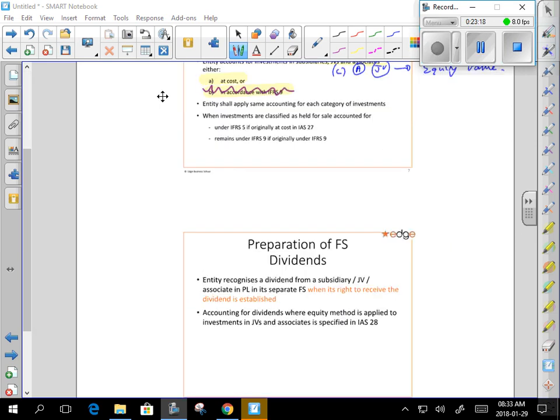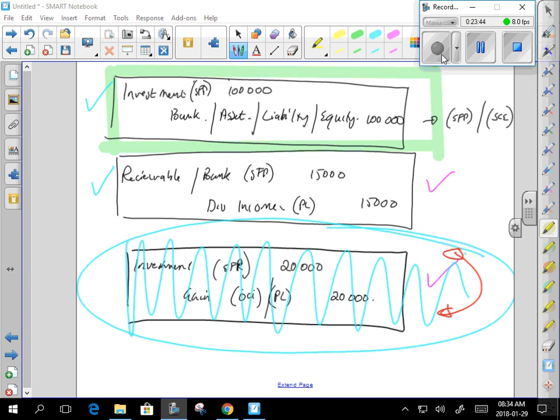Not a big deal there, just on the dividends. When is it that we account for the dividend income from our sub or JV or associate? Basically, it's when the right to receive the dividend has been established. Ordinarily, that will be when the dividend is declared by that other entity. That's probably all that we need on IAS 27.